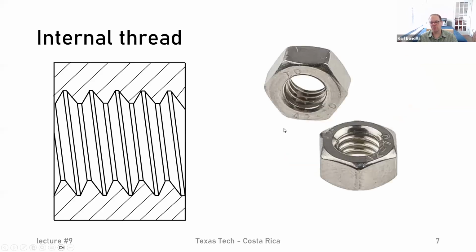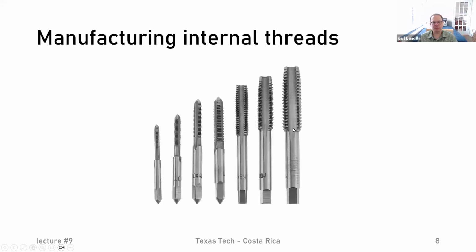Or we could have it the other way around, where we have it on the inside. Right? So these nuts are our standard type that we see, right? So we can have internal and external threads. Now, how do we create internal threads?